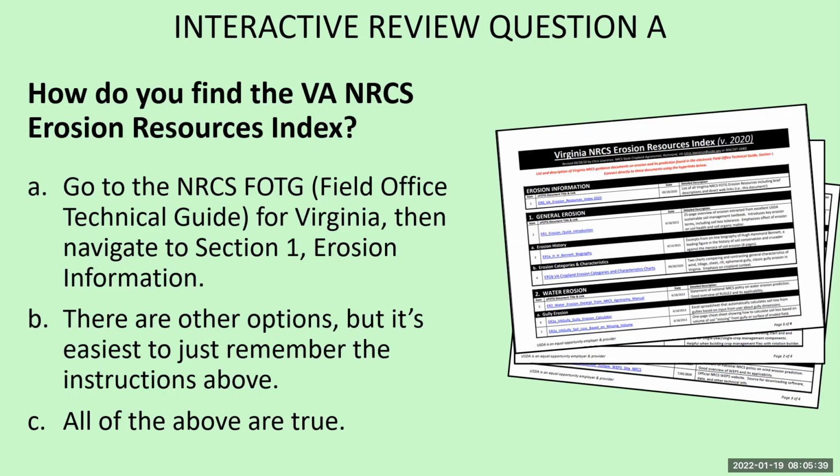And the Virginia NRCS Erosion Resources Index, it is your guide to many of the documents that I've been talking about in this webinar series, and there'll be another document or two that I'll talk about today. A great way to access all of our erosion resources on the FOTG is to go to this Erosion Resources Index, which has quick links and descriptions of each document. And how do you find it? Well, that's the question.